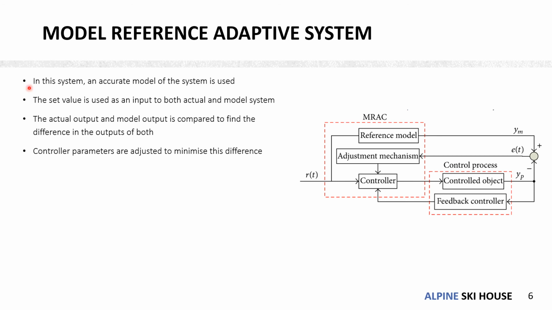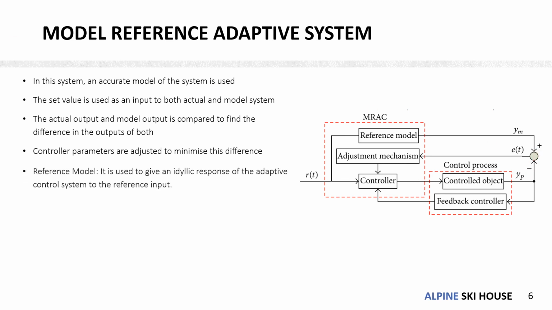This is shown in the figure where the input is given to the actual system as well as the reference model, and from the system and the reference model, two outputs are obtained, ym and yp. These two outputs are compared to get a difference, which is fed to the adjustment mechanism. The adjustment mechanism processes this difference and manipulates the control parameters, and the cycle repeats until the difference is minimum, or the control parameters are manipulated to minimize the difference between the two outputs.